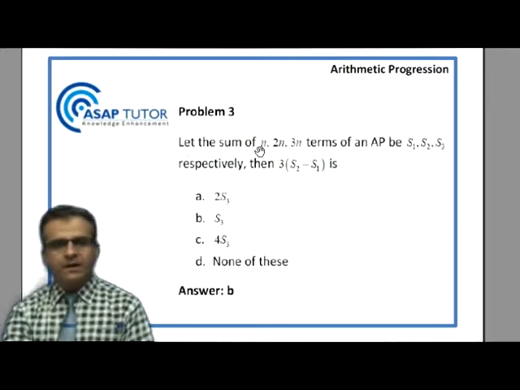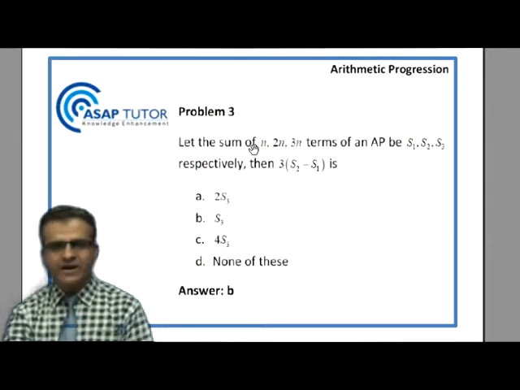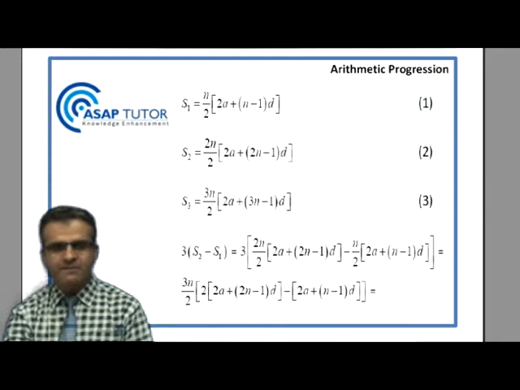Now the next is, let the sum of n, 2n, 3n terms of an AP be S1, S2, S3. That is, we have one AP. If we take the sum of n terms, it is S1, sum of 2n terms is S2, and sum of 3n terms is S3. Now we want to find the value of 3 times S2 minus S1, whether it's 2S3, S3 or 4S3. So here the answer is S3.